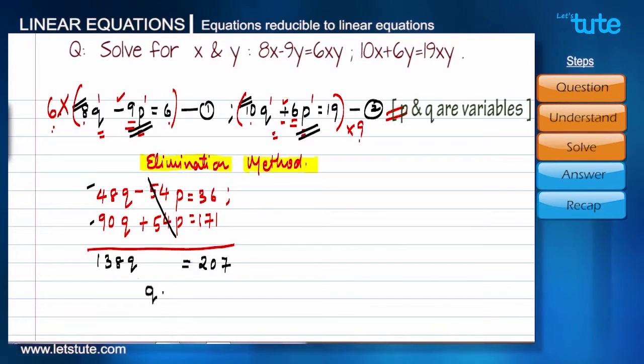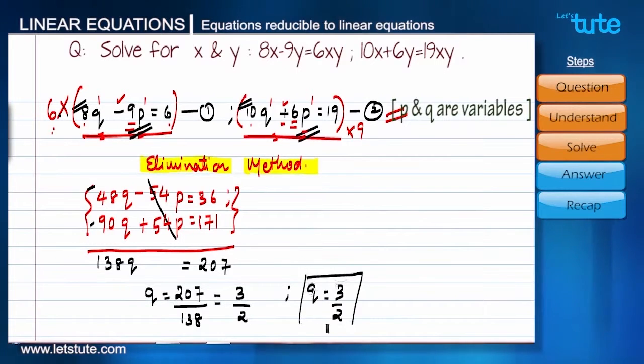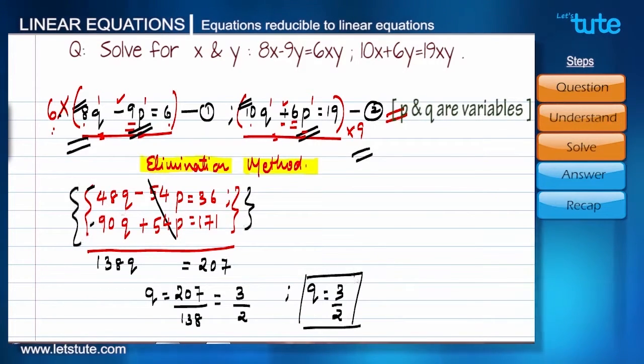So therefore, q will be 207 divided by 138. And after solving, we'll get 3 by 2. And this value of q, we can put in any of the equations, equation 1 or equation 2, or these two equations which we got from equation number 1 and equation number 2. Let's say I have decided to put q equals 3 by 2 in equation number 2.